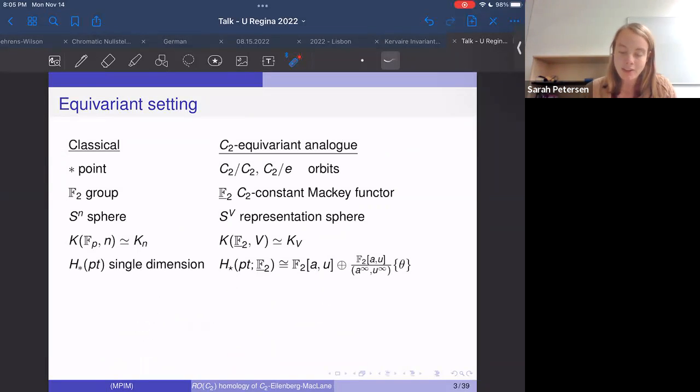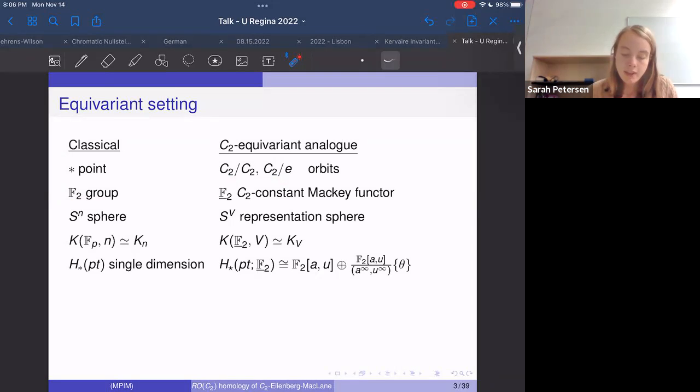So in the equivariant setting, we have various analogues to classical objects. In this table on the left-hand side, we have a bunch of very classical objects. We have the simplest sort of space being a point, G equivariantly or C2 equivariantly, where C2 is the cyclic group of order 2. We want our points to have the possibility of having some sort of group action. So we consider the orbits C2 mod C2 and C2 mod e as our points in this setting. And the analog to F2 being a group is to consider the C2 constant Mackey functor F2, which is an algebraic object which keeps track of coefficients at these two sorts of points.